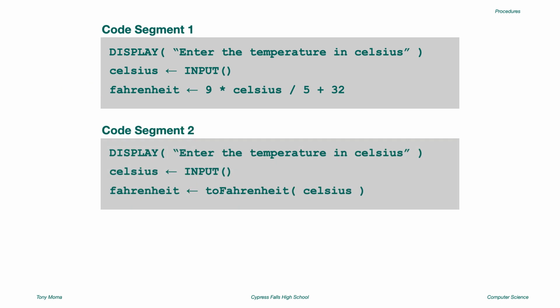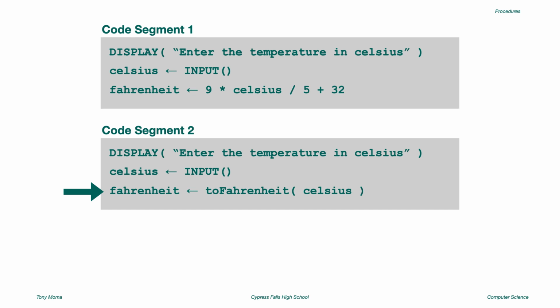Now consider this code segment. Here we're doing the exact same thing, but instead of typing out the formula for converting Celsius to Fahrenheit, we use a procedure named toFahrenheit that does the conversion for us. If you were assigned to write a program just like this, which approach would you prefer to use? The approach used in code segment 1 or the approach used in code segment 2?